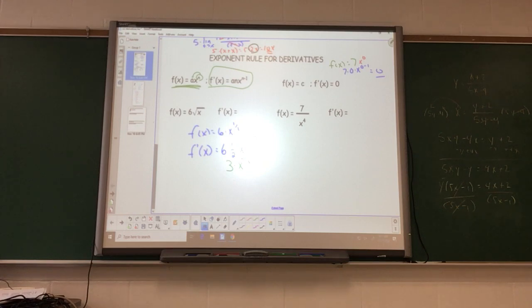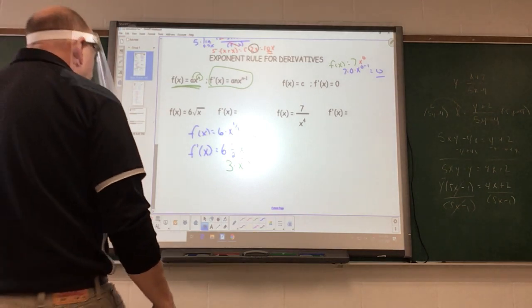Anybody remember? Negative exponent. Yeah, it makes a fraction, goes down the bottom. If it's a negative exponent, if I have x to the negative 2nd power, that's 1 over x to the 2nd power. So we have to remember our negative exponents.